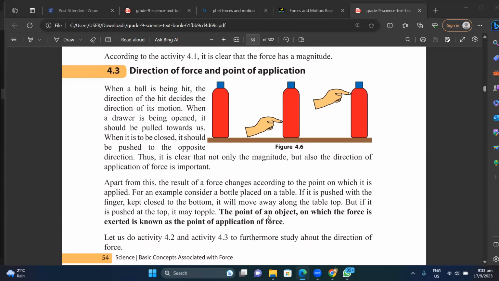Okay, so the point of the object on which force is exerted is called the point of application of force.